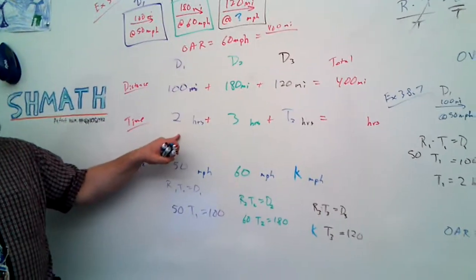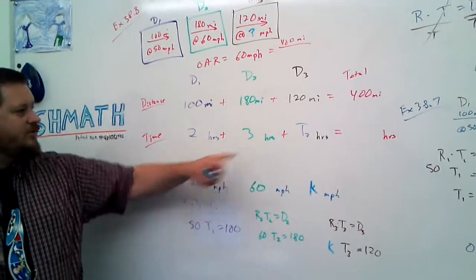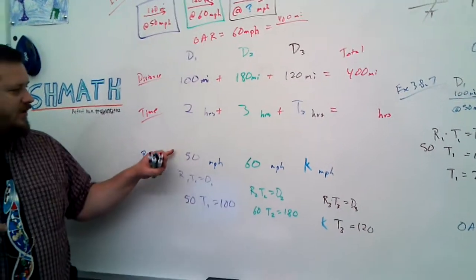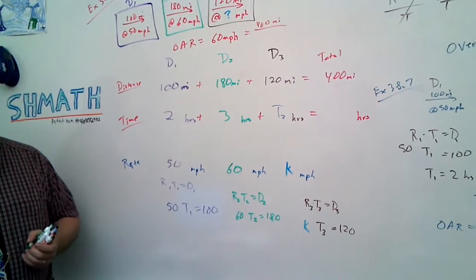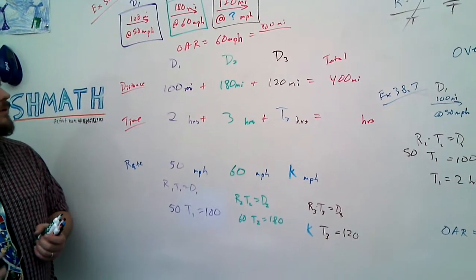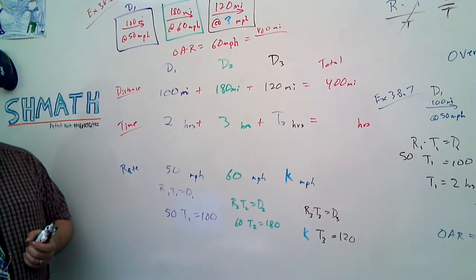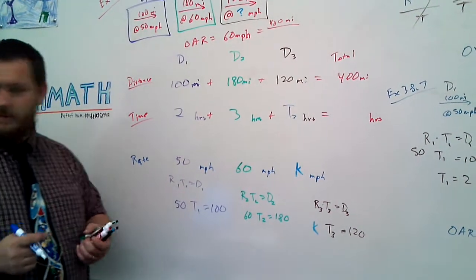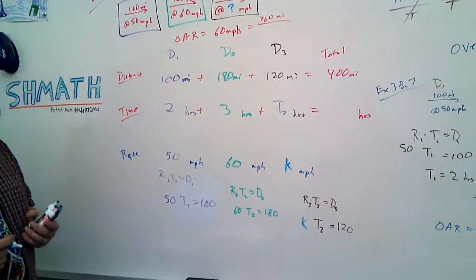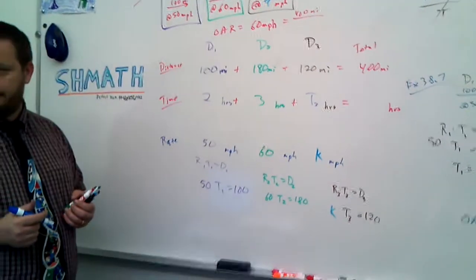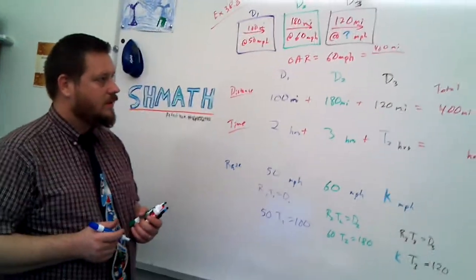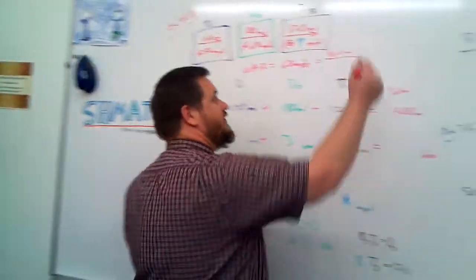No, because these 3 hours were at the same speed as the 60, but these 2 hours were at a different speed. But don't we have the overall miles per hour and the overall distance? Yes. So why can't we find the overall time? That's exactly what we're going to do. Can't we do it the same way we've been finding all the other times, by using the rate times time equals distance equation?